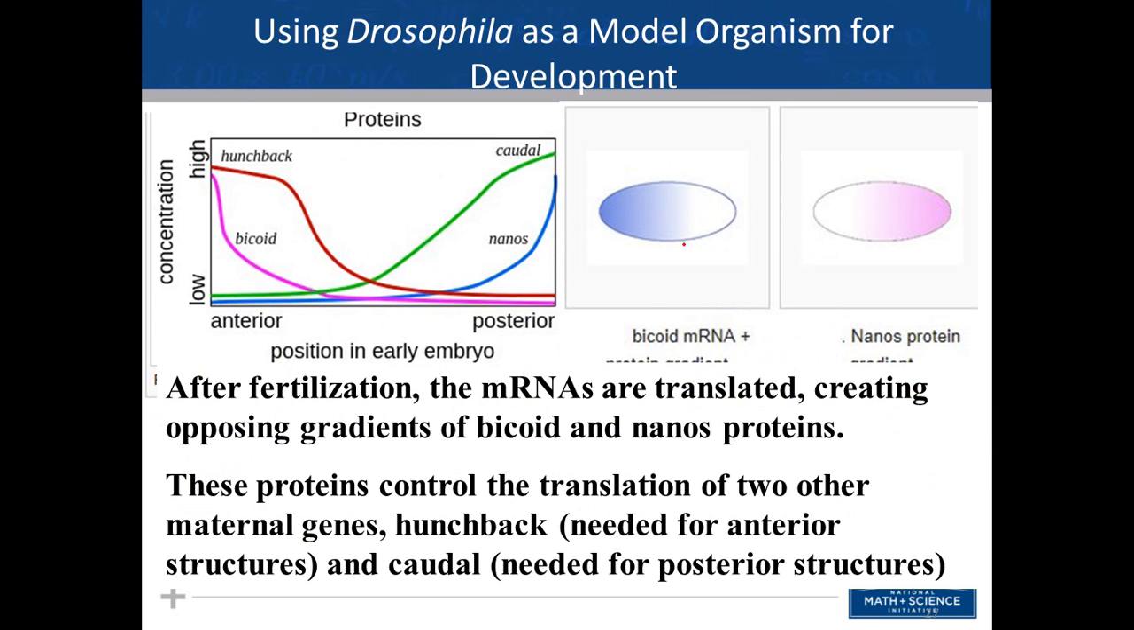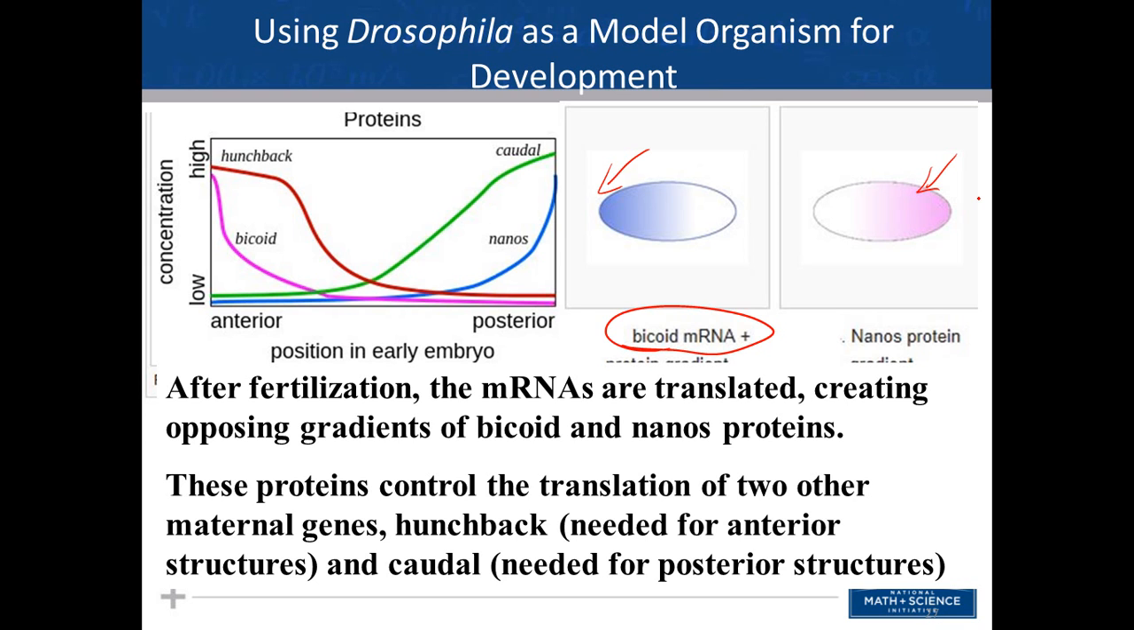Alright, so over here at the anterior end, we have a concentration of bicoid messenger RNA, which is going to give rise to bicoid protein, and over here at the posterior end we have a concentration of Nanos messenger RNA that's going to give rise to Nanos proteins.